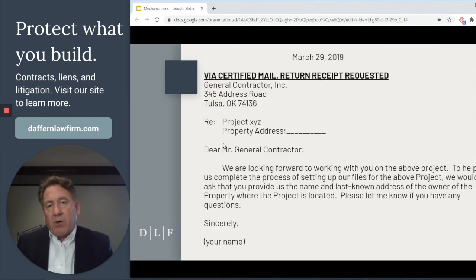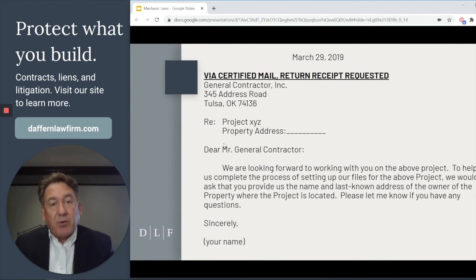Now, if you'll recall, we talked about the exceptions to the pre-lien notice. Anything under $10,000, you don't have to send a pre-lien notice. Any retainage, you don't have to send a pre-lien notice. And then the request to the general contractor for the owner's name and address.